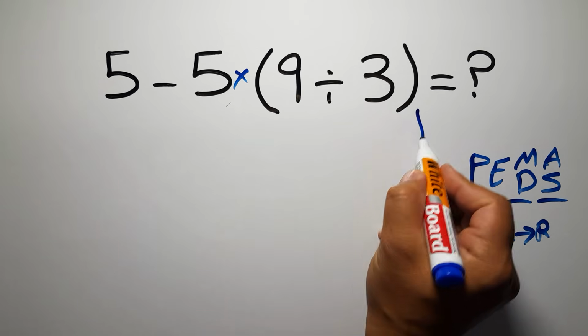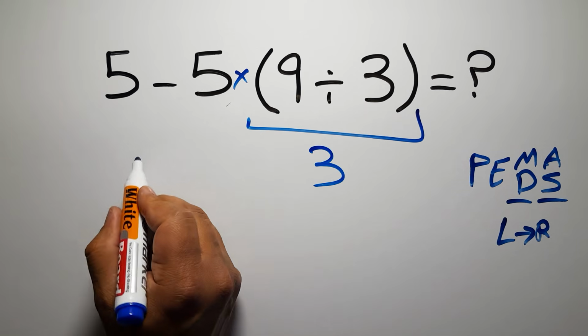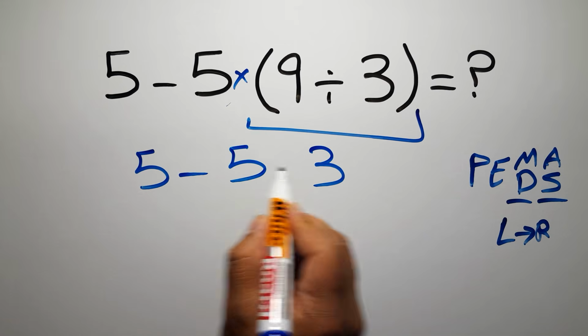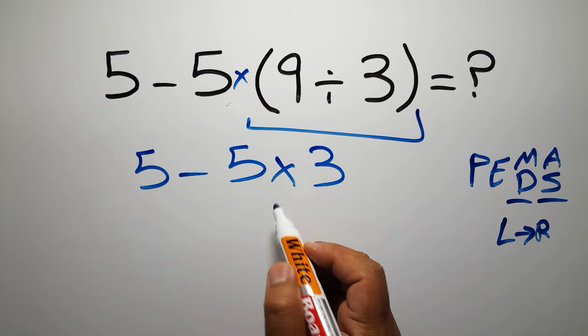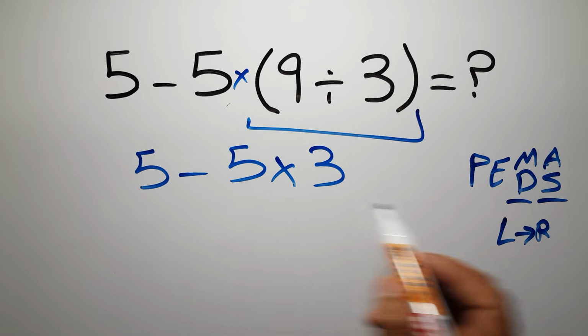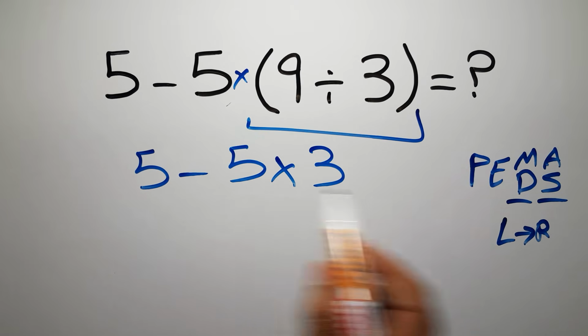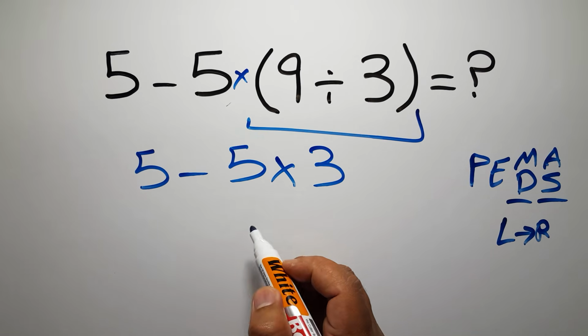9 divided by 3 gives us 3, and 5 minus 5 times 3. Now we have one subtraction and one multiplication. In PEMDAS, multiplication comes before subtraction. So here first we have to do this multiplication.